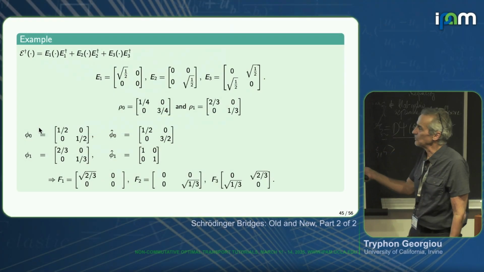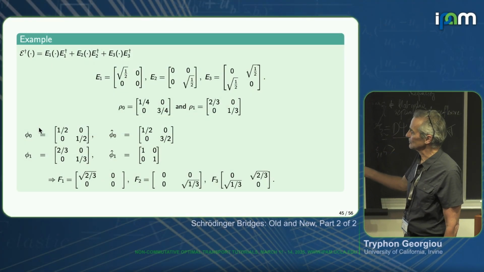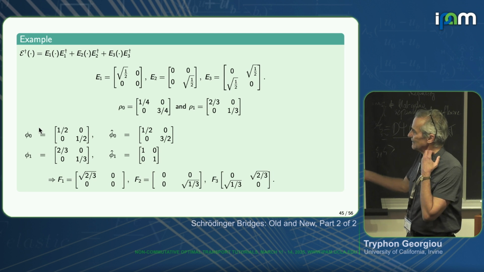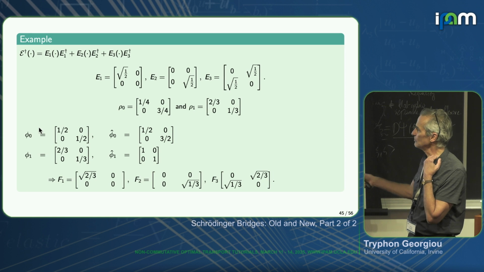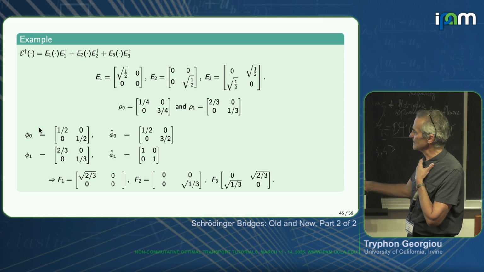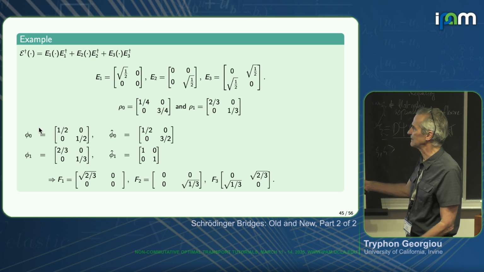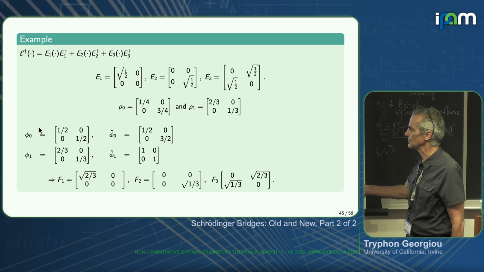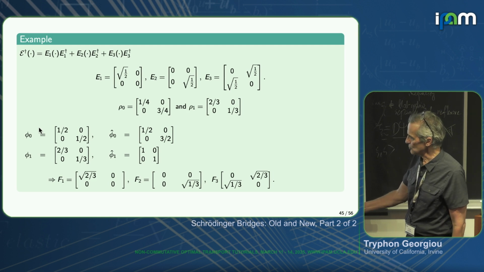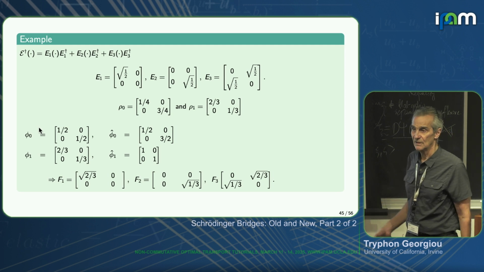So this is just a simple example. If you have a Krauss map, and this is trace preserving, it's done in such a way that you can compute it in closed form. This is the starting density, this is the ending density. The fact that this is diagonal is immaterial, because you can put unitary factors and make it any way you want. Then the solution of the Schrödinger system gives you this, and this is the posterior.